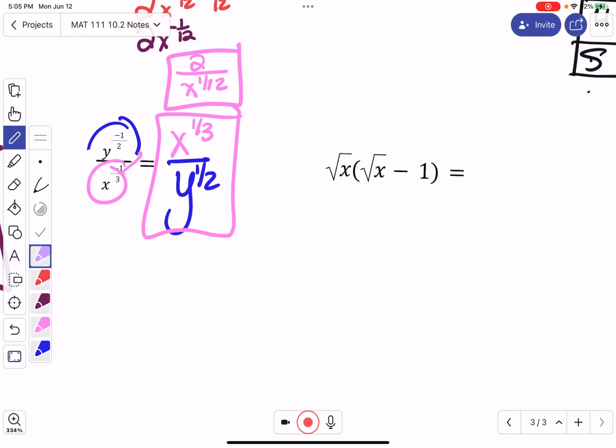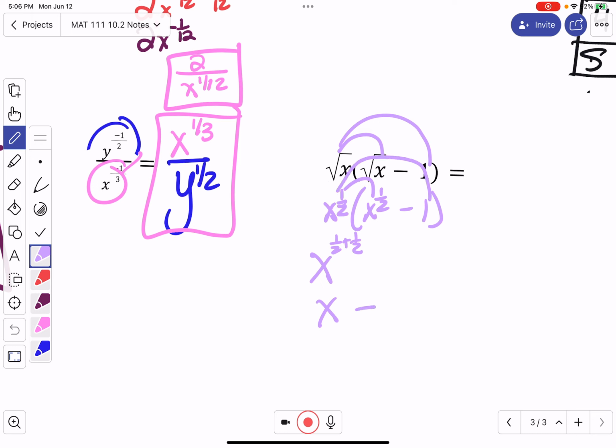When we're multiplying, we can distribute. So root x is the same as x to the 1/2. So x to the 1/2 times x to the 1/2 is like saying 1/2 plus 1/2, which is 1 whole. And then I would distribute this. So we get minus x to the 1/2. Because anything times 1 is itself.